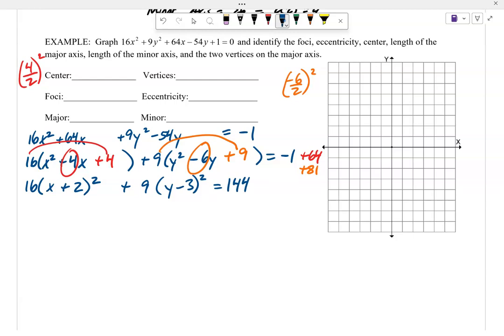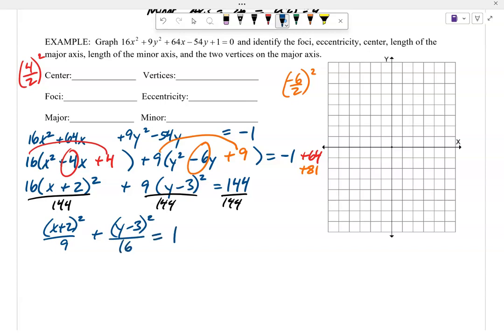Now I want this thing equal to 1, right? I want it equal to 1 to put it in the form. So what I'm going to do is divide everybody by 144. And so we'll have x plus 2 squared over 144 divided by 16. That gives you 9. Plus y minus 3 squared, 144 divided by 9 gives me 16, equals 1. Now I'm in my form that I need to be in to go ahead and draw this ellipse. Remember, a is bigger than b, so this is my a right there. So that's my a squared. And this will be my b squared. So the major axis is vertical. So this will be elongated vertically.